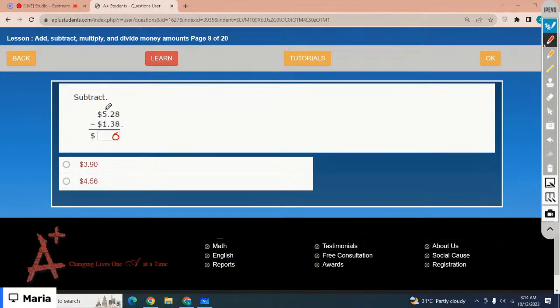You cannot subtract 2 out of 3, so you need to borrow 1 from here. Here you have now 12 and here you have 4. 12 take away 3 is 9. You have a decimal point and 4 take away 1 is 3. So the correct option is 3.90, right?